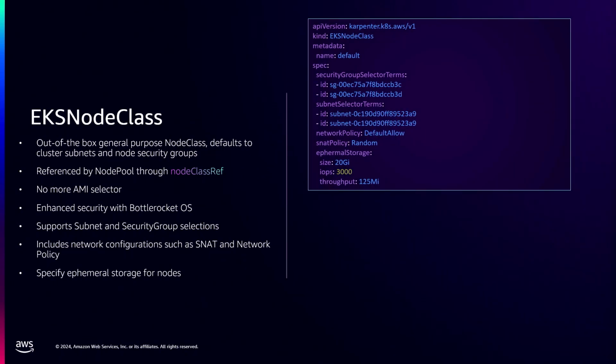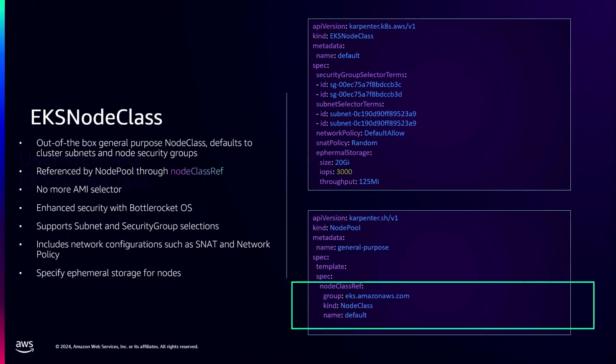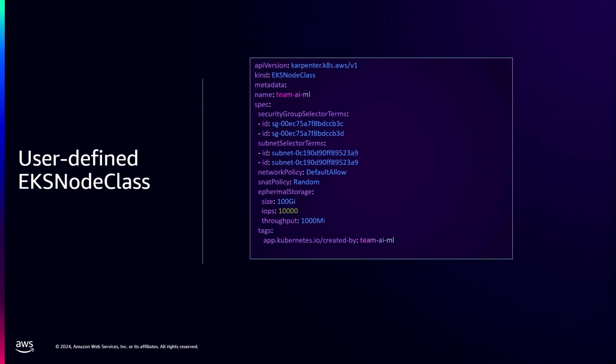If you want to bring in your own security group and subnets, you will be able to do so by creating a user-defined EKS node class. It includes network configurations such as the source NAT setting and also the network policies. You can also specify the ephemeral storage that's going to be used by these EC2 instances. So this is how you define the user-defined node class. Here I'm defining a user-defined node class called Team AI/ML, which is going to be used by the node pool that I created previously.